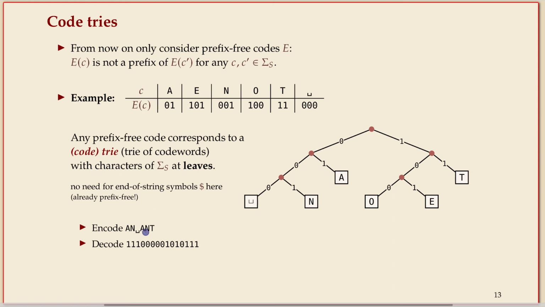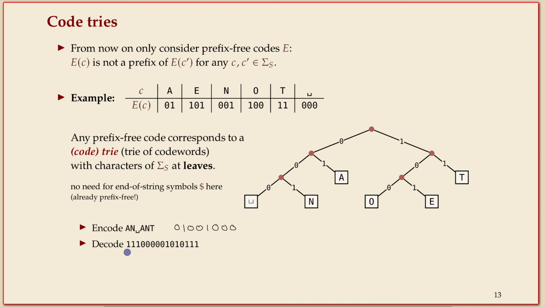Let's do an example. If we want to encode this string, then we want to use the table up here, because there we are given, for each character, what the code word is. So A goes to 0, 1. Then N is 0, 0, 1. And space is 3 zeros, and so on and so forth. Okay, I think that direction is easy enough. The decoding is a little more interesting, so let's do this example at least.